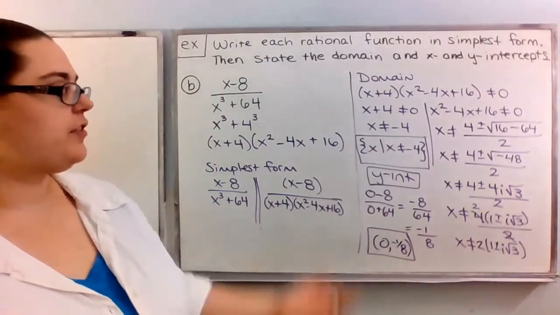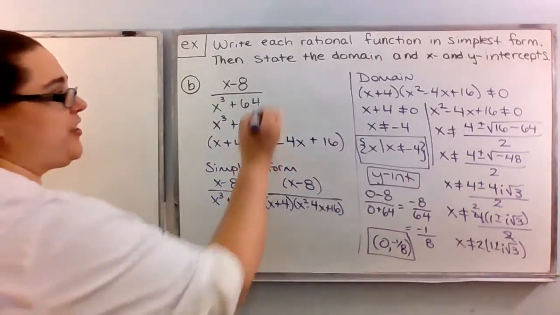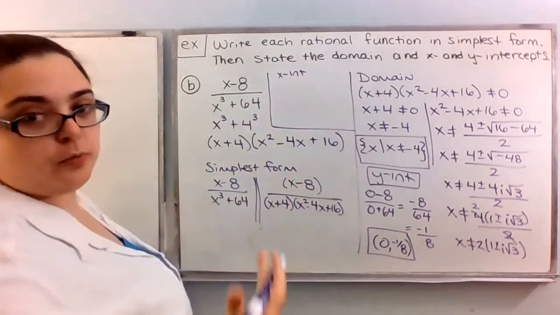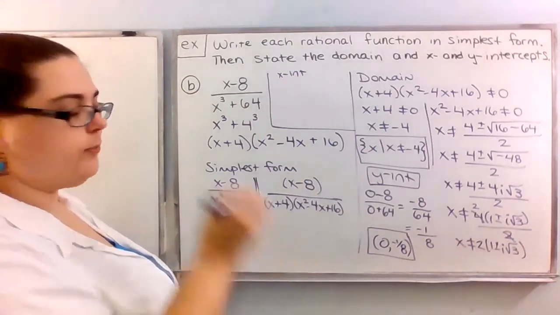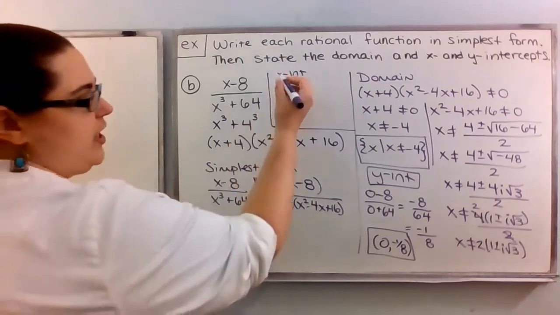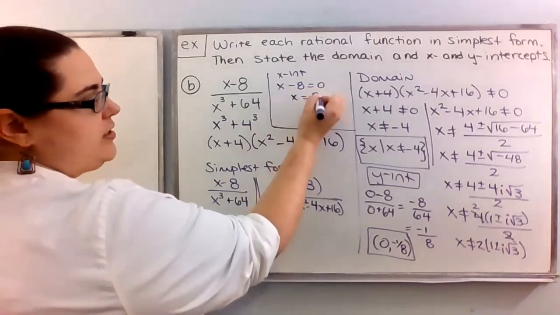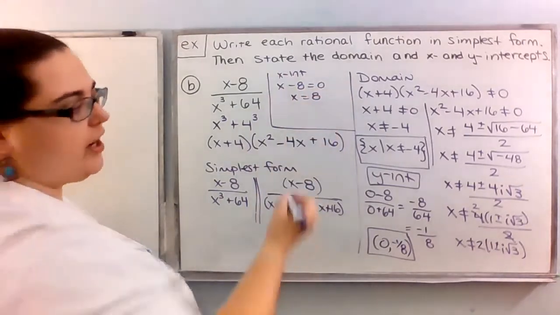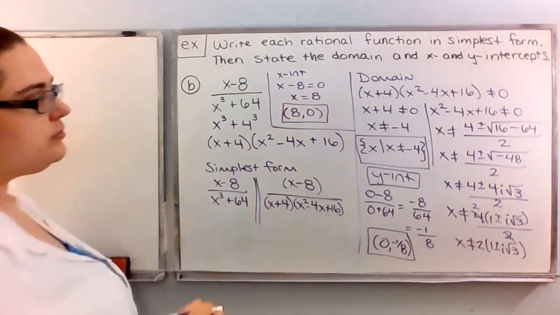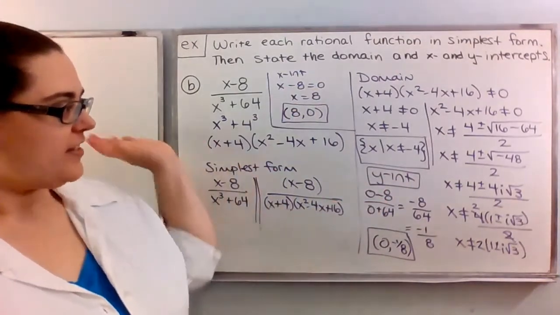And lastly, I think I left this teeny tiny space up here for us to do our x-intercepts. So for the x-intercepts, we can set the numerator of the simplest form equal to 0. In this case, it already was in simplest form. So I'm going to set x minus 8 equal to 0, which means x is equal to 8. So the coordinates of our x-intercept are going to be 8, 0. Ta-da. Hooray! Okay, so it's a lot of work.